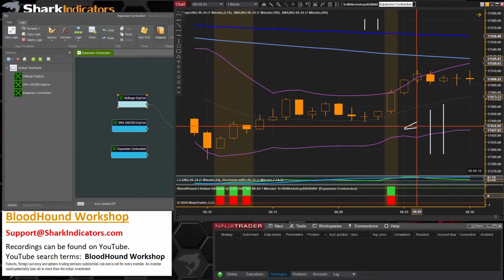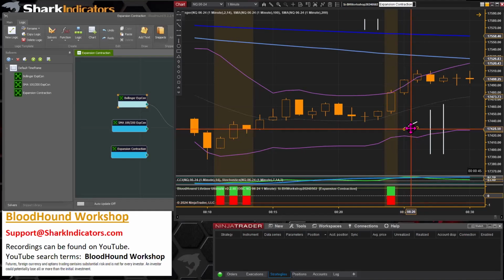And slope is just measuring how far something moved up or how far something moved down, in either points or ticks. So the slope delta is looking at the slope of one line, comparing it to the next line, and seeing if that slope is increasing or decreasing.